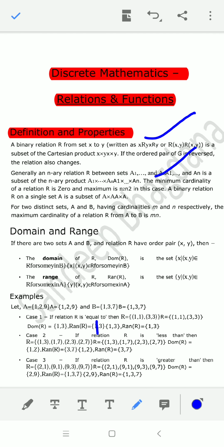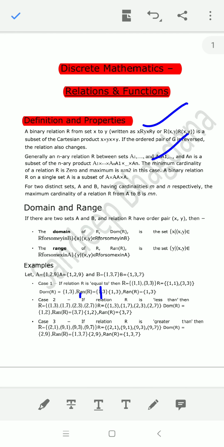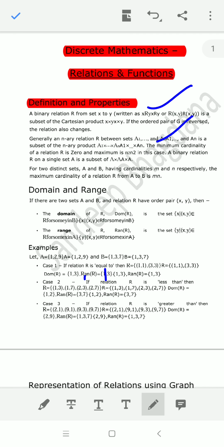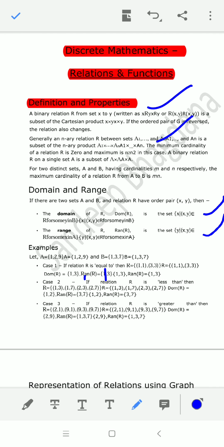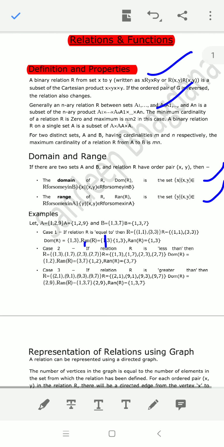As you see here, domain and range. If there are two sets A and B, and relation R has ordered pair (x, y), then the domain of R, dom R, is the set shown here, and the range of R is as shown here. These are the examples. You can look here and understand.